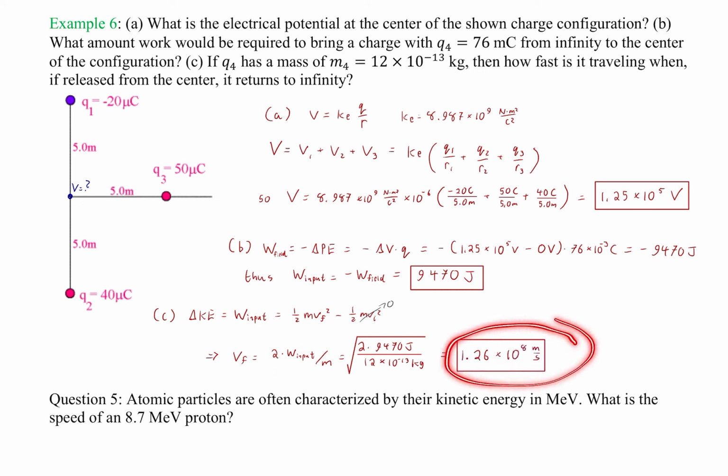And then we have a final velocity of 1.26 times 10 to the 8 meters per second, which actually is almost half the speed of light. So we'd have to make a relativistic correction here. This is a good first estimate, but if we corrected for relativity, we'd find that the value is actually slightly different. But we won't have to worry about that for about another 10 weeks.